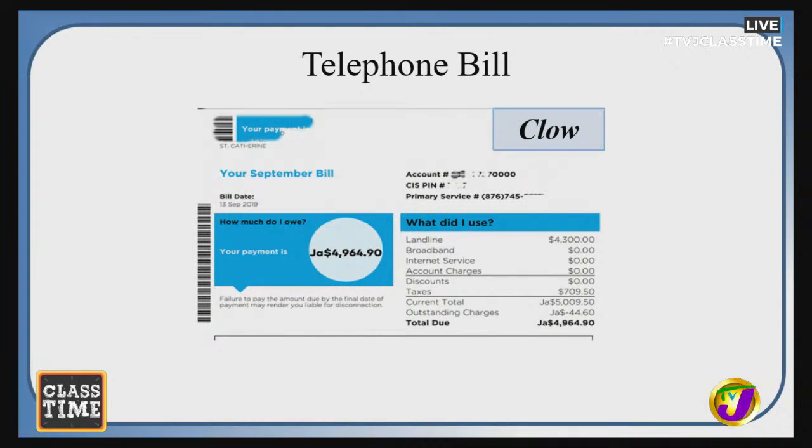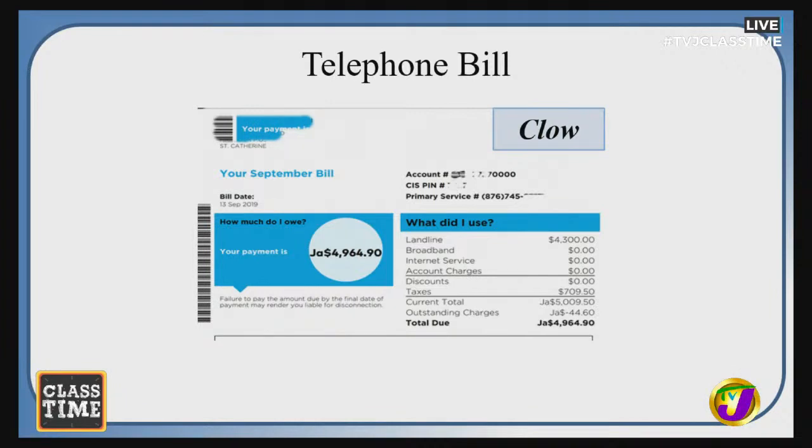And I want to highlight some of the important aspects or features of this bill. So we look at it, there is a landline charge, a broadband charge, internet service, account charges, there's also the tax, the discount if there is any, right? Then we get a total, and if you have outstanding amounts, sometimes it's a balance brought forward, sometimes it's money that you would have overpaid them and they're actually adding it back to your now bill.